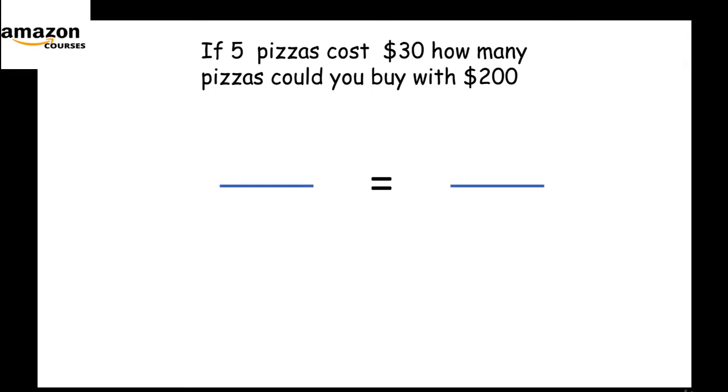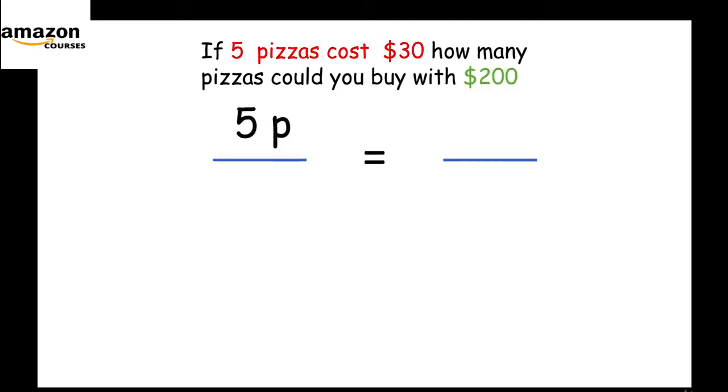Let's take a look at another one. You will always be given information matching two things together. Like here you see 5 pizzas cost $30. Well, right there you can picture your first fraction. So if I put 5P for pizzas on top, I'm going to match it up with the $30. That'll go on the bottom.